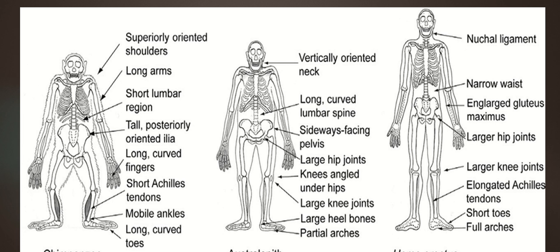And here in this picture, you can see the difference. The first one is a chimpanzee skeleton, and we are comparing it with Australopithecus. Then you can see the difference between Australopithecus and Homo erectus. So this is all about the evolution of human beings.